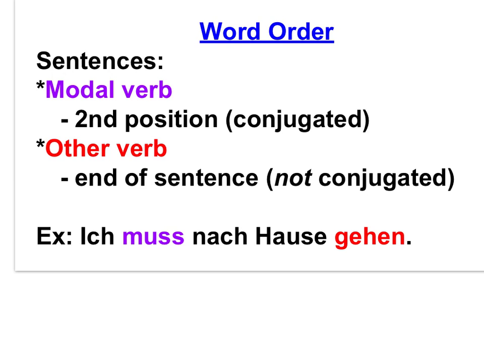Alright. So when you're doing word order, to use these in a sentence, your modal verb is the one that you conjugate. So it's going to go in the second spot, just like it normally would have. If you have another verb, you kick that one to the end of the sentence. Call it verb punting. You punt it to the end, and you leave it alone. You don't conjugate it. You don't do anything to it.